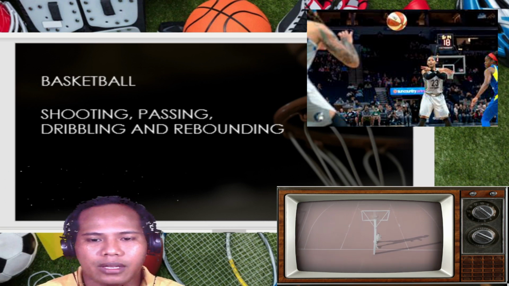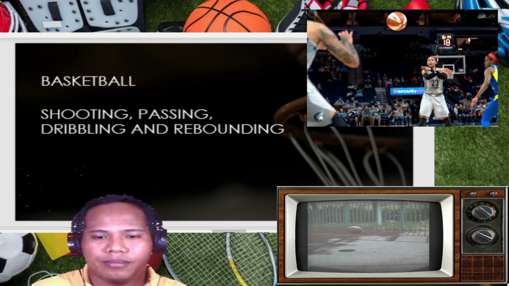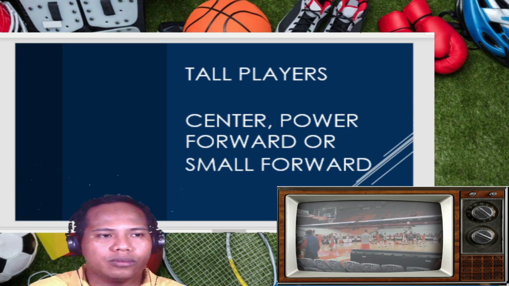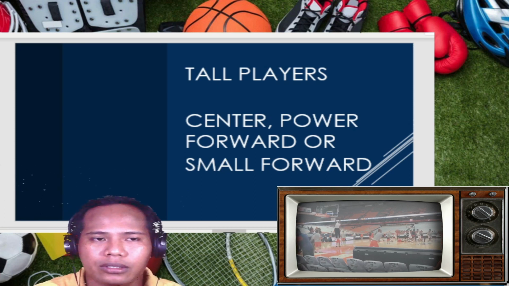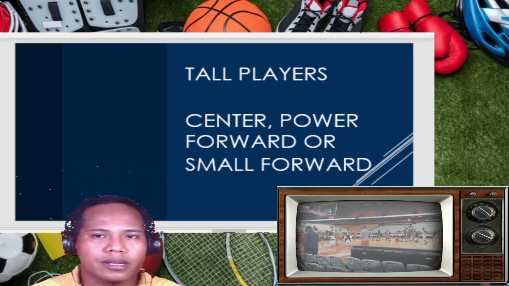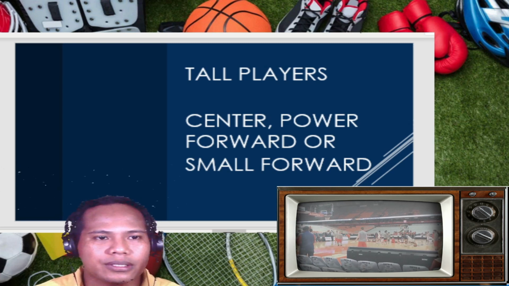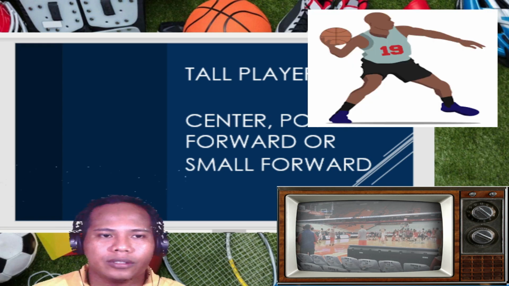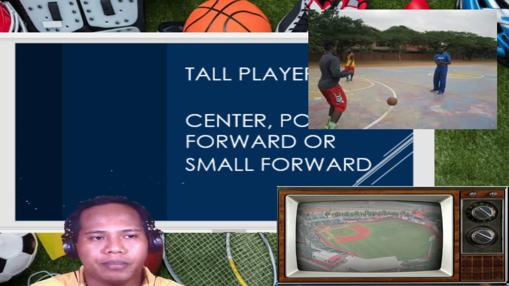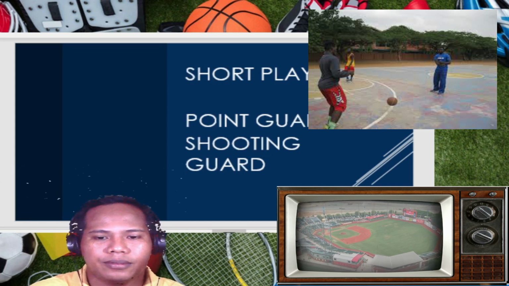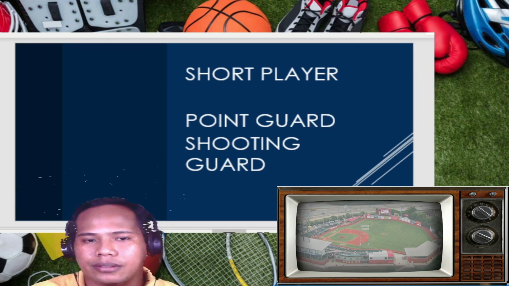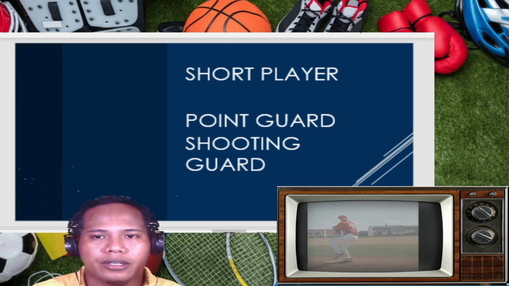Now, aside from this, they also have their own code. They produce their own code when the player is tall, or if they have a tall player. Most of the time, it was categorized into center, power forward, or small forward. These are the positions of the tall players. While shorter players have point guard, shooting guard. These are the small players' positions.